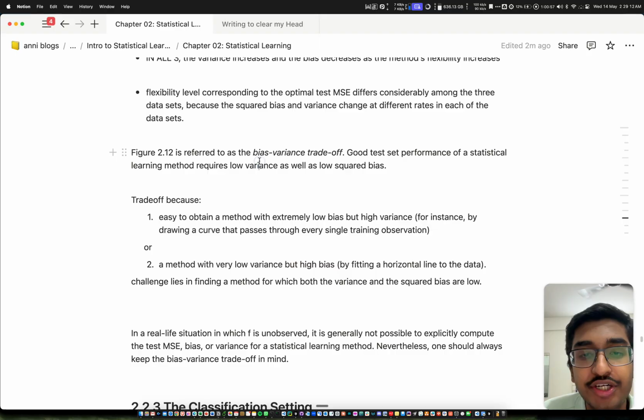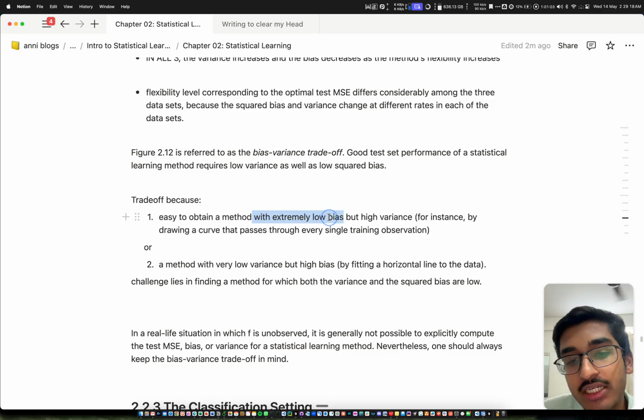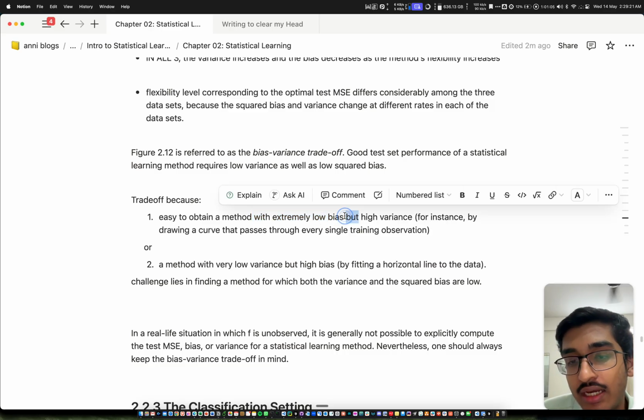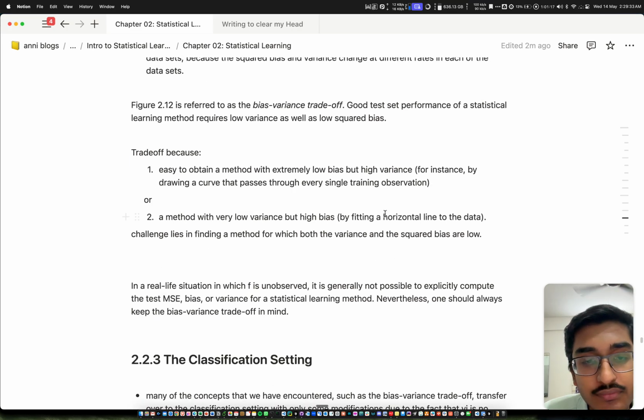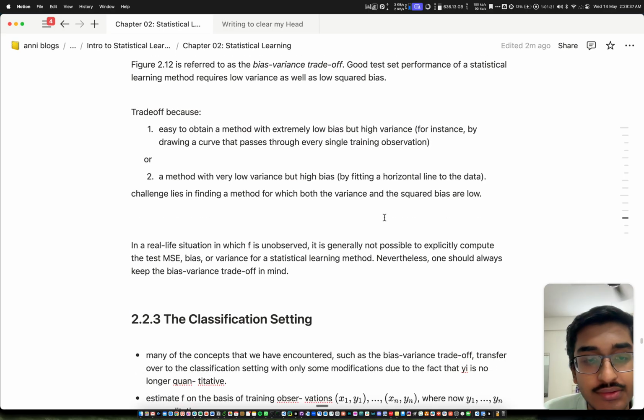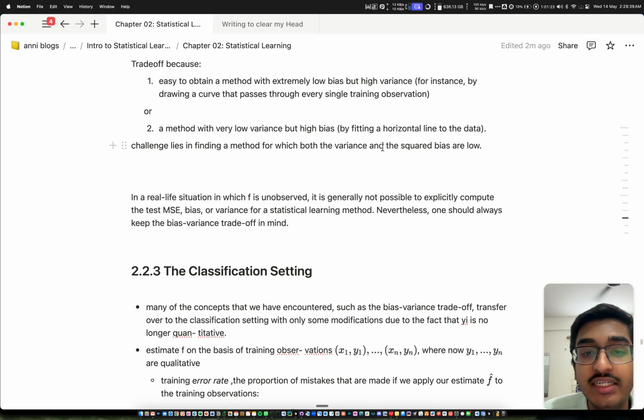So it's a trade-off then. It's a bias variance trade-off, where it's easy to obtain a model with very low bias and high variance, which is basically the green curve. And it's also easy to obtain a method with very low variance but high bias, like fitting a horizontal line to the data. So the challenge is finding where both variance and bias are low.